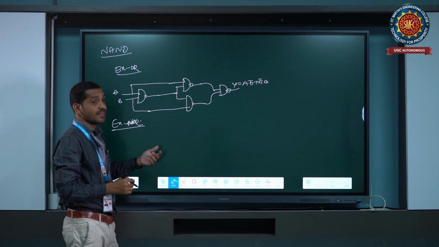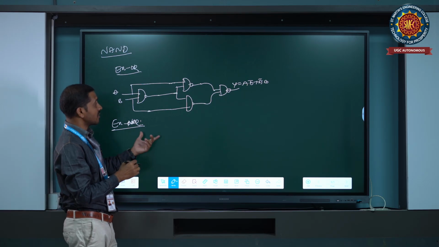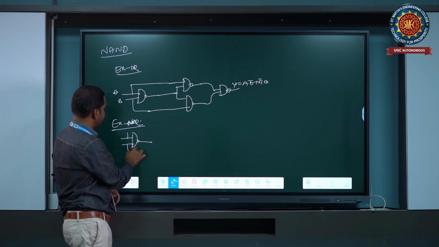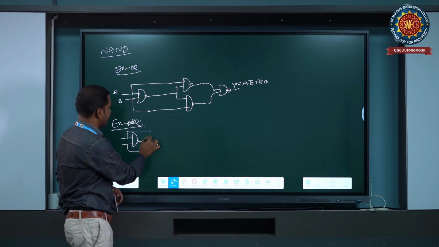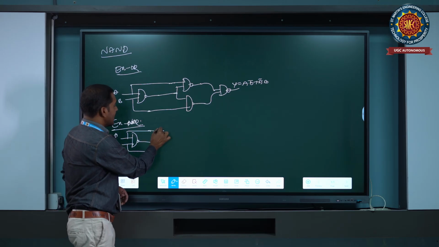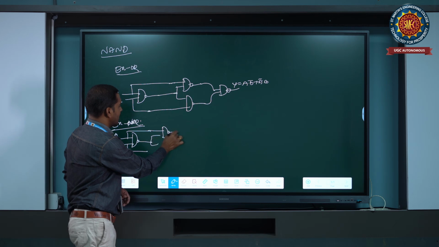XOR gate using 5 NAND gates. A and B are the inputs, and then we take the inputs to the NAND gate.